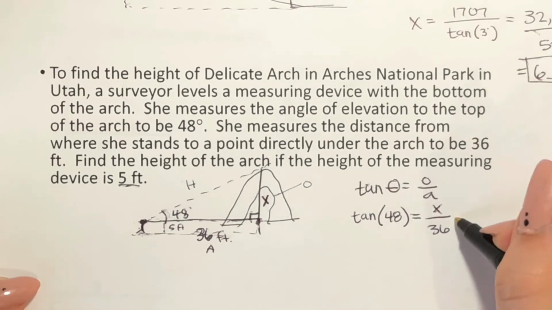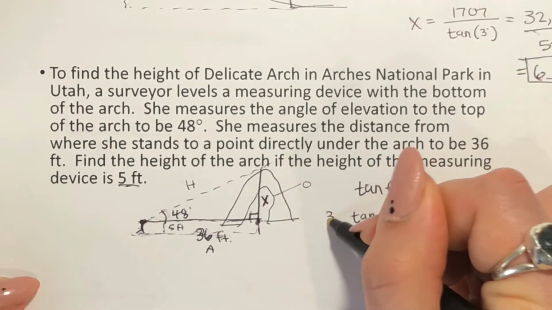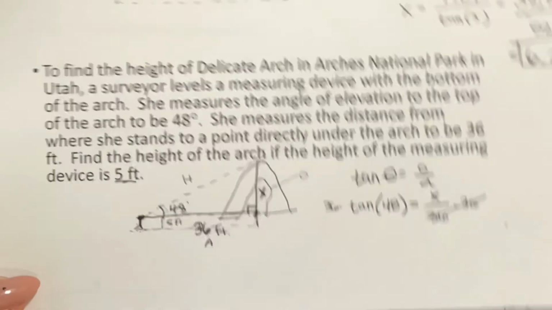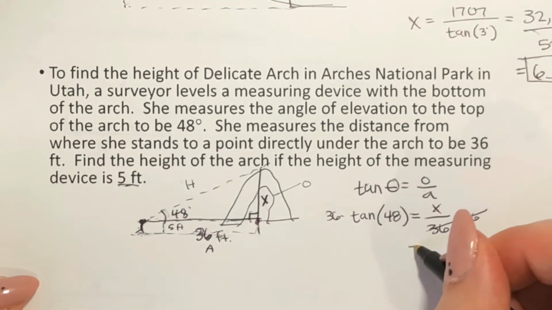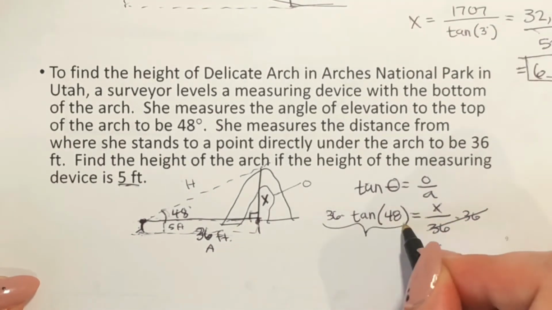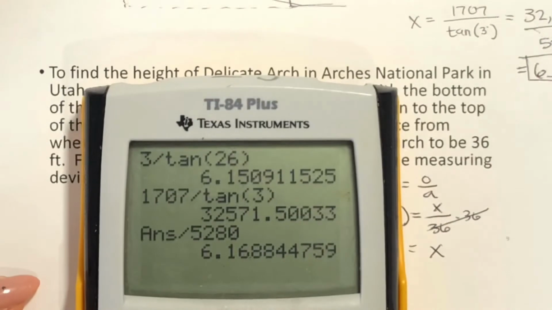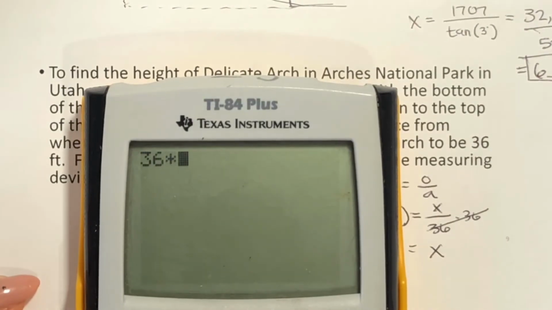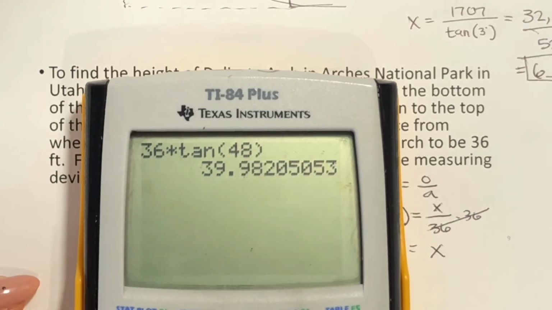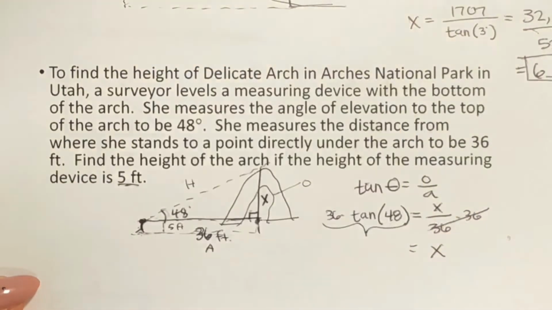So solving for X, we need to times by 36. And that cancels the one in the denominator. And X comes alone, and then this is what we were throwing into our calculator. So 36 times tangent of 48 degrees. And we get, we'll just round that to 40. Let's just say that's 40.